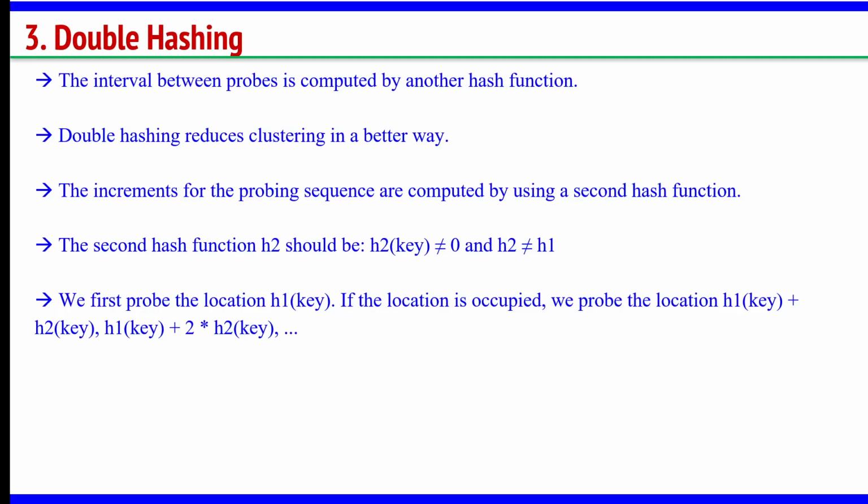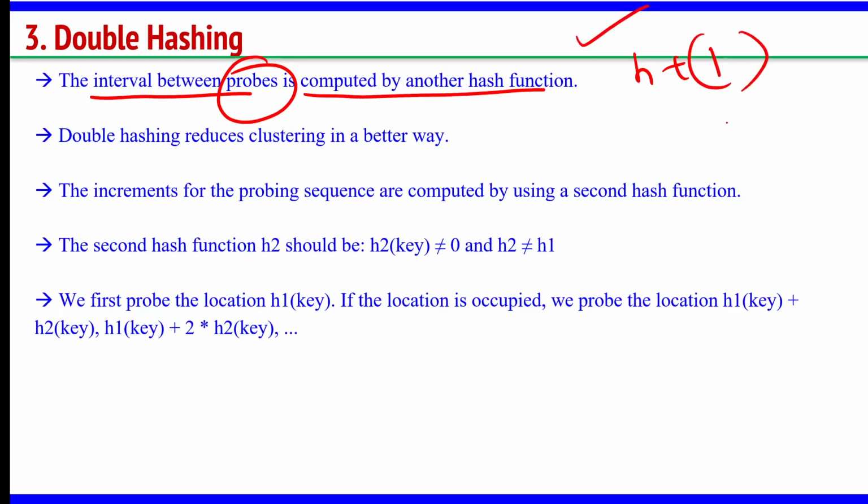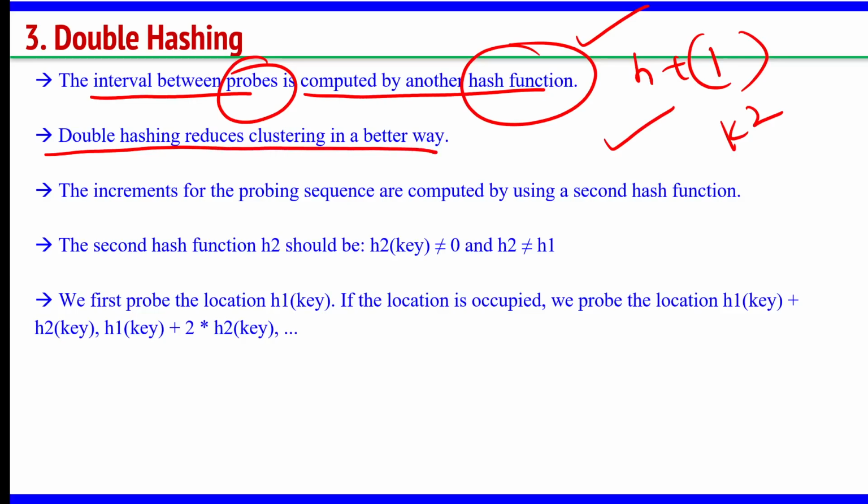See here, the interval of probes is computed by another hash function. Interval probe means that h plus 1, 1 is the probe in linear, k square is the probe in quadratic, whereas in double hashing, that probe is identified by another hash function. Double hashing reduces clustering in a better way, not 100%, but better compared to the other two. The increments for the probing sequence are computed using a second hash function. How much to add here is decided using the second hash function.